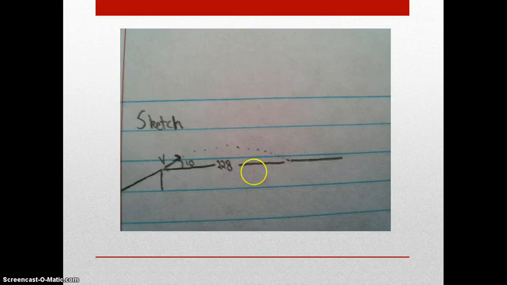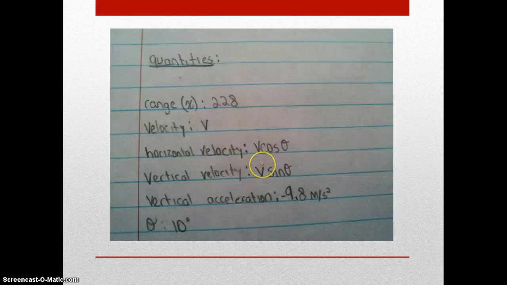So how fast was he traveling when he left the ramp? Okay. So first, it's best to start out projectile motion problems with a sketch. So if you imagine Robbie Knievel is over here on his motorcycle, and he's going at v meters per second over here across a distance of 228 meters. Probably should write the units.